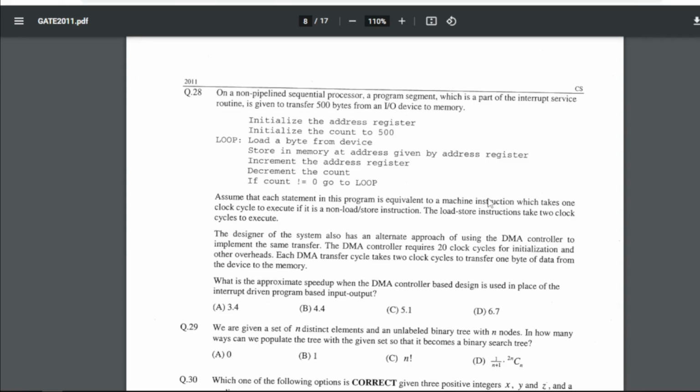The designer of this system also has an alternate approach of using a DMA controller to implement the same transfer. The DMA controller requires 20 clock cycles for initialization and other overheads. Each DMA transfer cycle takes 2 clock cycles to transfer 1 byte of data from the device to the memory. What is the approximate speed up when the DMA controller based design is used in place of interrupt driven program based input output? So for 28 our answer will be A, that is 3.4.